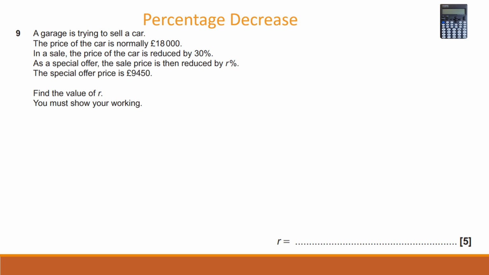This is a question on percentage decrease. The keywords in the question are: we've got a car that is normally £18,000. It has now been reduced by 30%. There's a special offer and the car is now reduced by R%. And the price of the car after the special offer is £9,450. You've got to find the value of R and you must show your working out. This question is worth 5 marks.